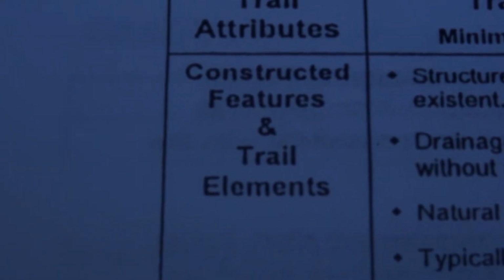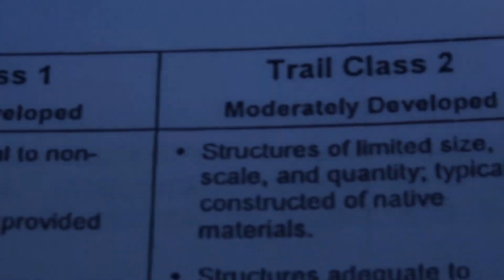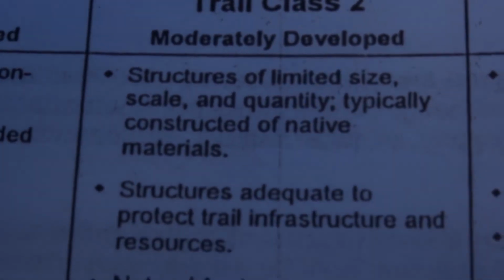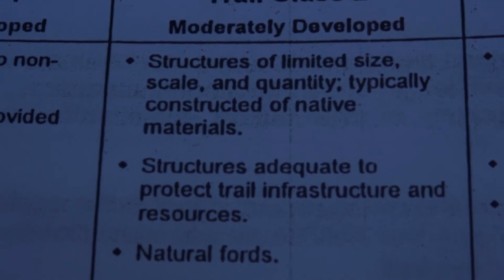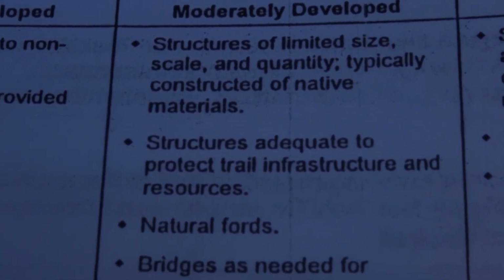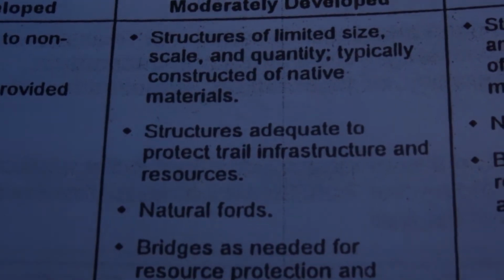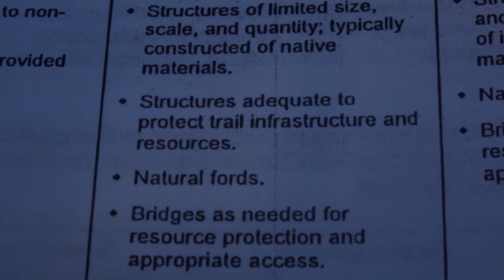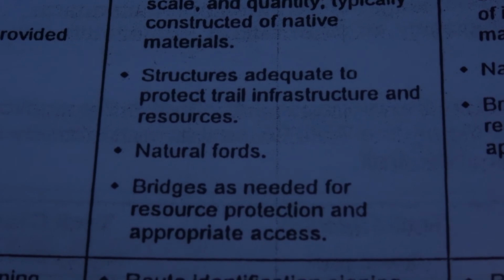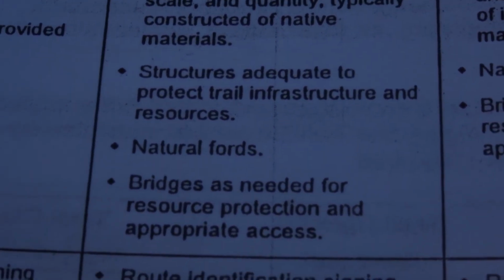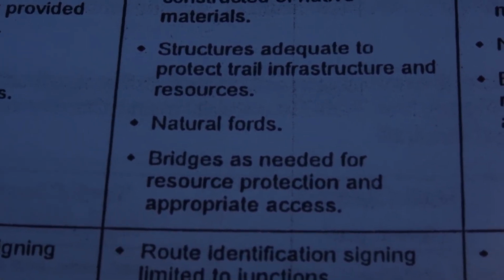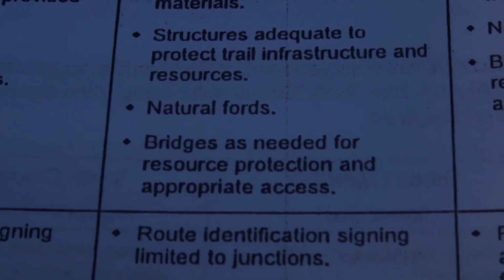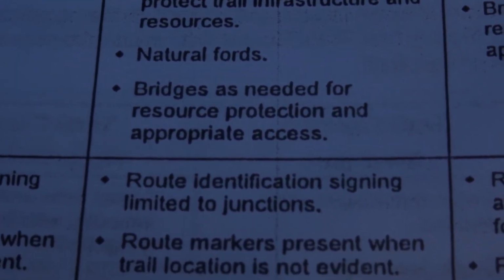Continuing on the next page, trail attributes, constructed features and trail elements. I'm going to switch over to class 2. Moderately developed. Structures are limited in size, scale, quantity, typically constructed of native materials. Sure, there are some places where they've placed some flat rocks to help you out, but there's really not a lot of other construction other than shovel work. Structures adequate to protect the trail. Yeah, there are a few places where you've got logs on the side to help keep people in place.